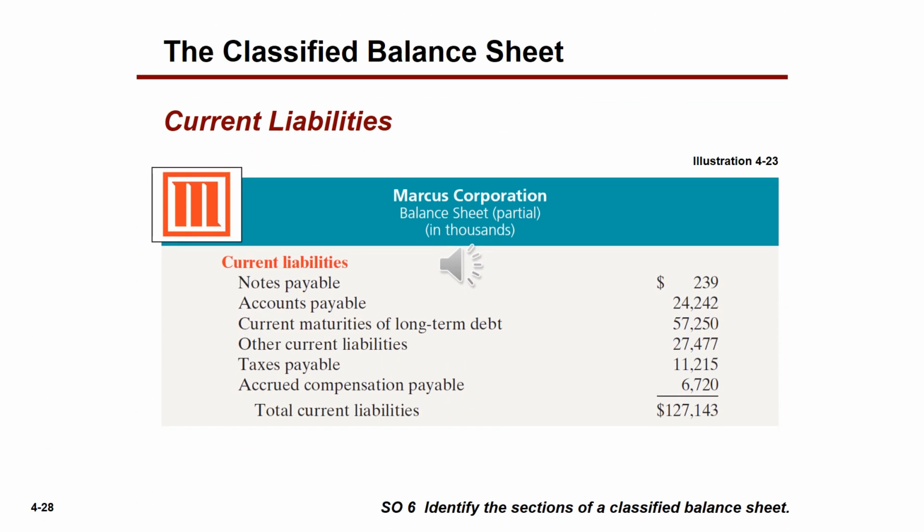Here's an example of the current liabilities section of Marcus Corporation. Their current liabilities section included notes payable, accounts payable, current maturities of long-term debt, other current liabilities, taxes payable, and accrued compensation payable.